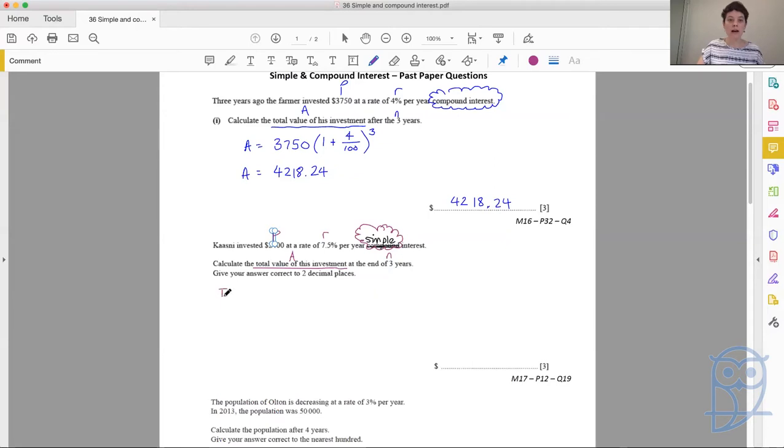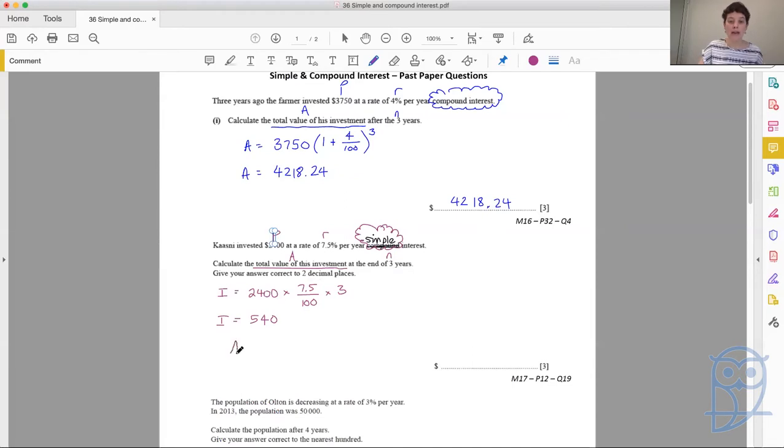So I equals the principal, 2,400, times R over 100, 7.5 over 100, times N, which is 3. And again, we plug it all into the calculator all at once. We get I equals 540. So the interest that Karsni earns is $540. But they didn't ask us for the interest, they asked us for the total value of the investment at the end of the 3 years.